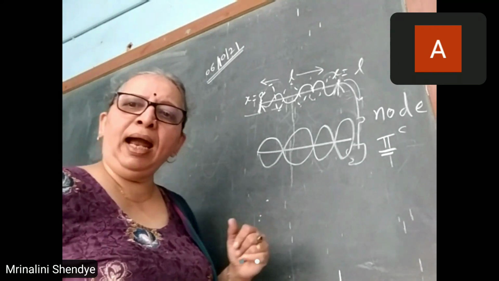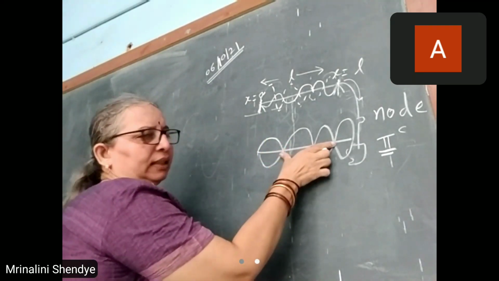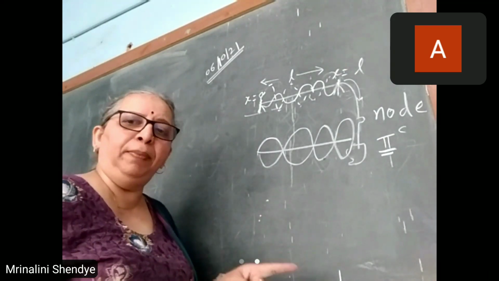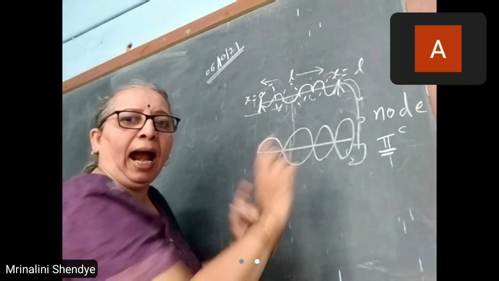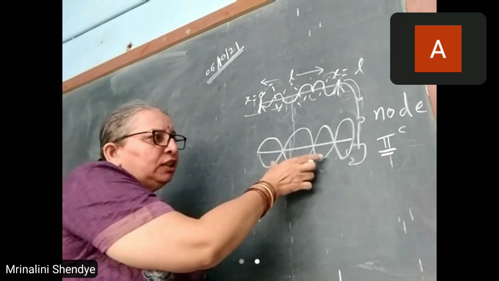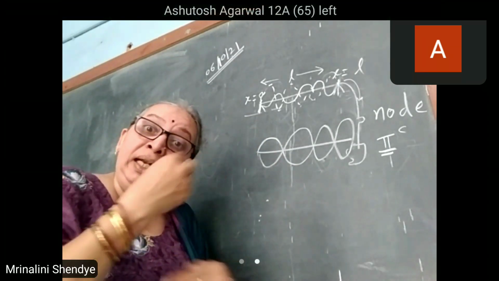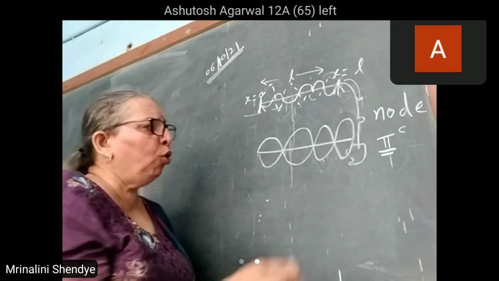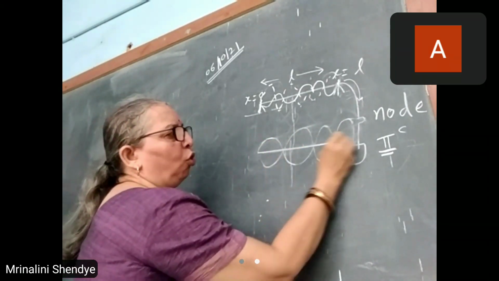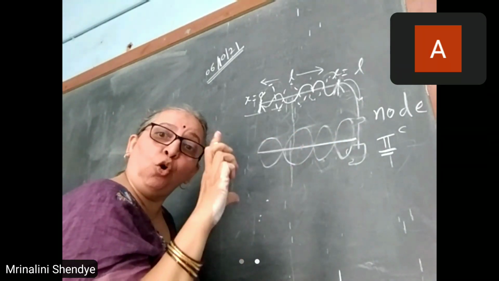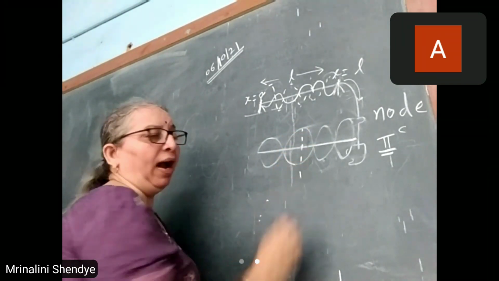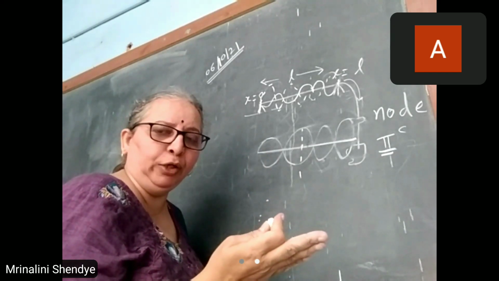So now we will vibrate this string. Only during vibration, nodes will be at the two fixed ends. You can set this string in vibration in different ways. Suppose I pluck the string at exactly the center and release it. The point at the center will vibrate with maximum amplitude.